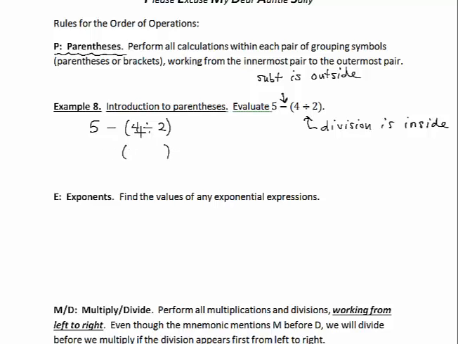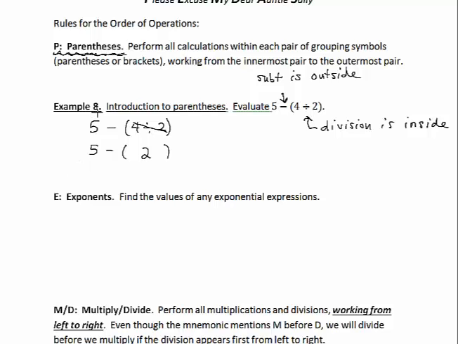4 divided by 2, well, that is 2. 4 divided by 2 is 2. And so inside parentheses, I replace 4 divided by 2 with a 2. And I didn't bother with anything outside of the parentheses. I'm following the order of operations, so everything outside gets left alone. In other words, I just copy it down on the line below.